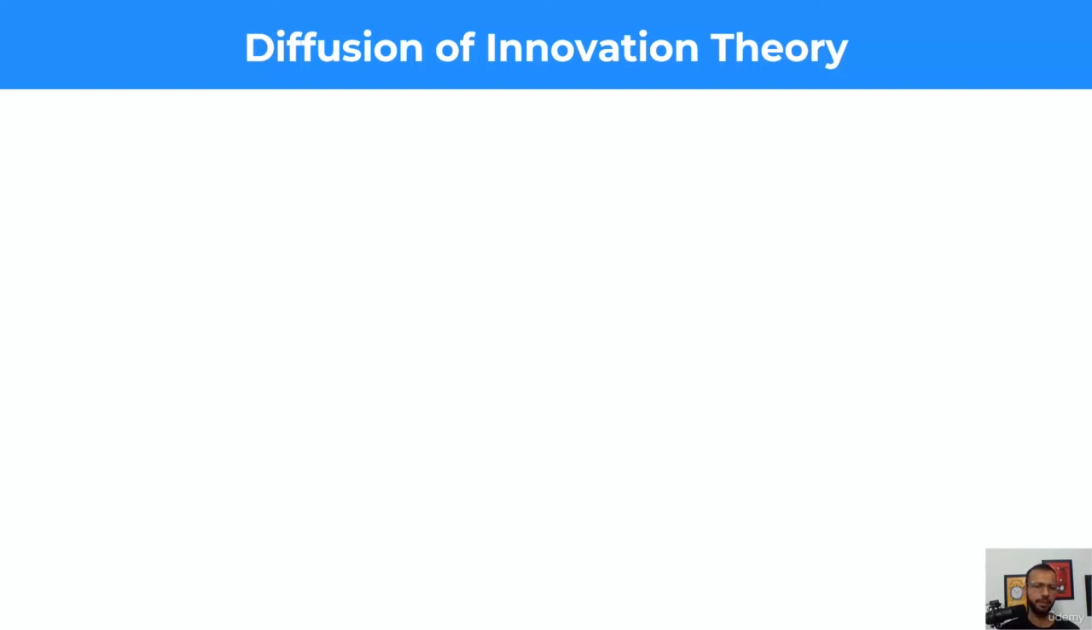So hey everyone, in the previous video we had a discussion about product life cycle. So how exactly a product goes from development to introduction to growth and maturity stage, and why it takes a lot of time for people in the society to adopt that product. Now, to understand the adoption curve, we first have to understand the diffusion theory.